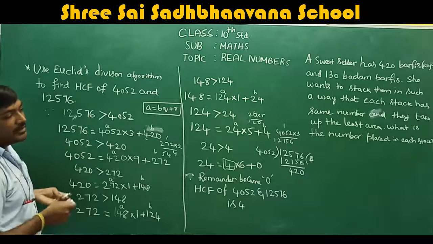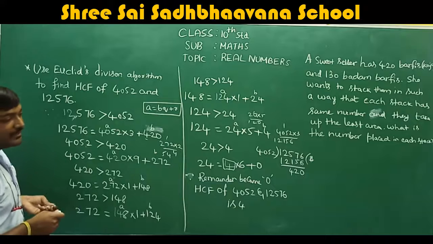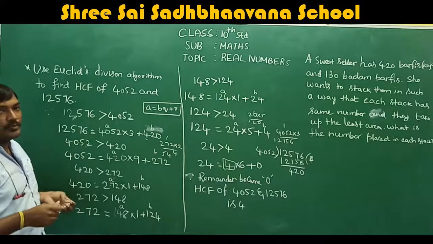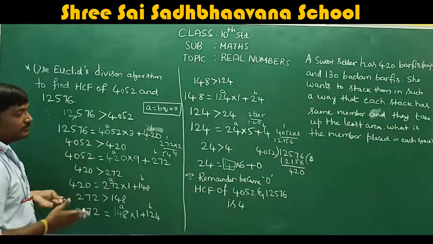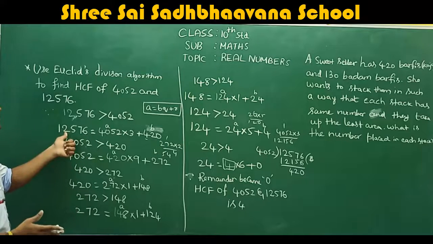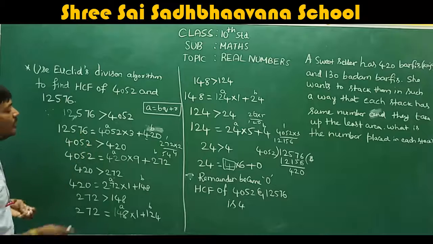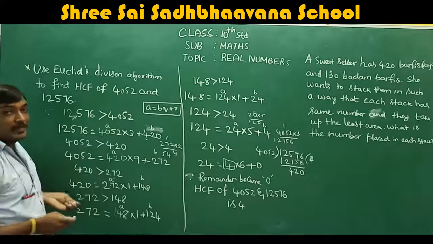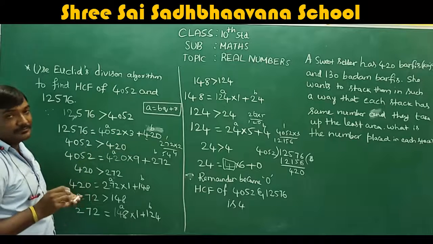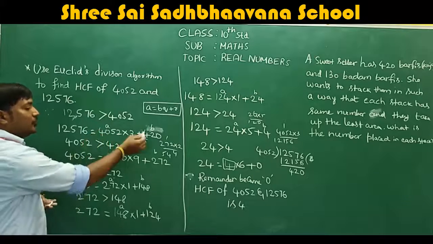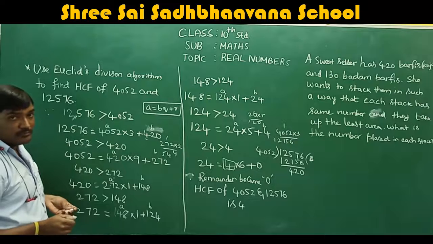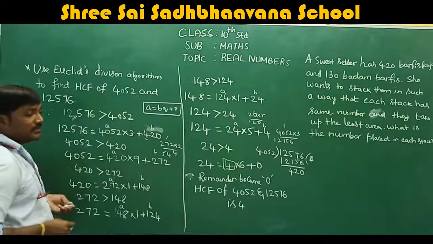So we divided. What we got? Quotient we got as 3, remainder we got as 420. Everybody knows you divide separately and write here. So 12,576 is equal to 4052 into 3 plus 420. Correct? Now, did we get 0 here? No, we didn't get 0. We got some other number.